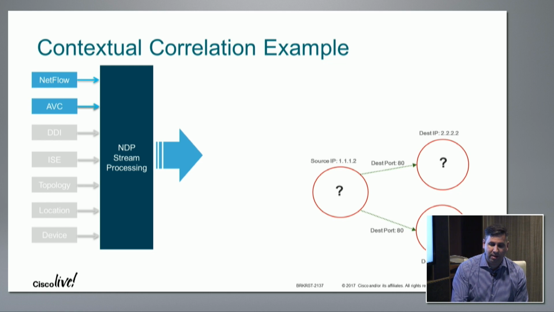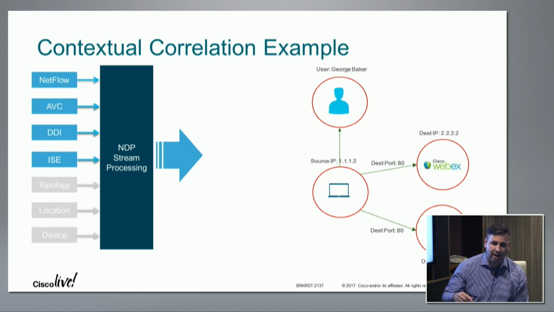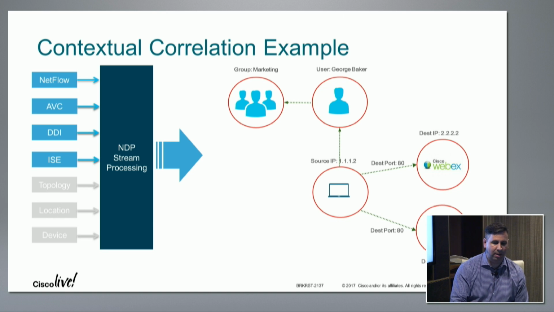If I add AVC on top of this, now I know, hey, this was the application that was in use. If I combine that with my dynamic DHCP infrastructure, I can find out the MAC address, and that will also tell me the device. Hey, that was a MacBook Pro that initiated that flow. If I include that correlation now with ISE, I know who the user of that flow was and what group he's in, maybe also what other devices he has.